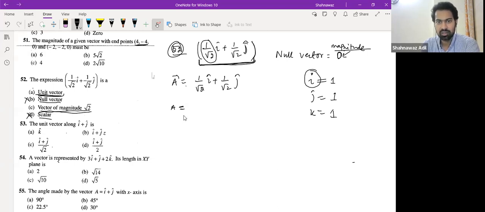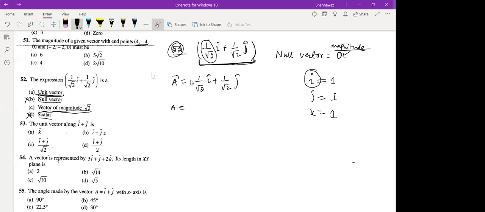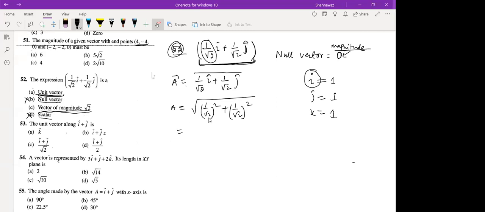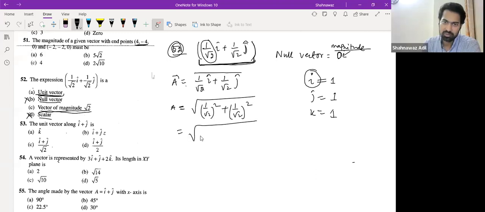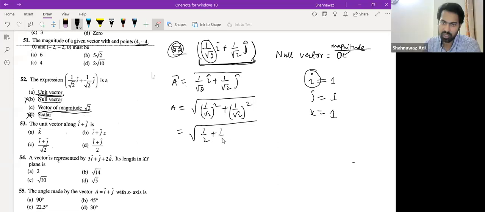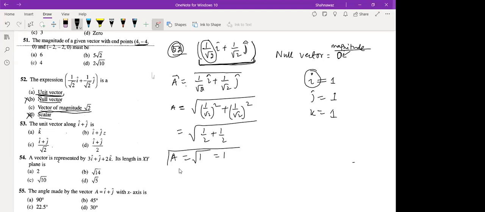Magnitude of this. So this is root, all of it under root. So this square and this square. Is this what you were saying? Yes, sir. So 1 by root 2 square is how much? 1 by 2. This is also 1 by 2. Half plus half is 1. Root of 1 is 1. So what is the magnitude that you get? 1. So this is a unit vector.